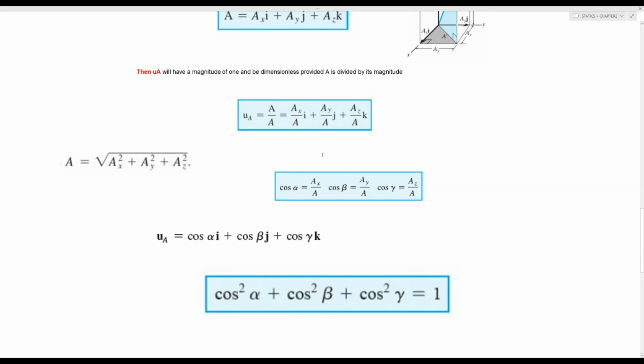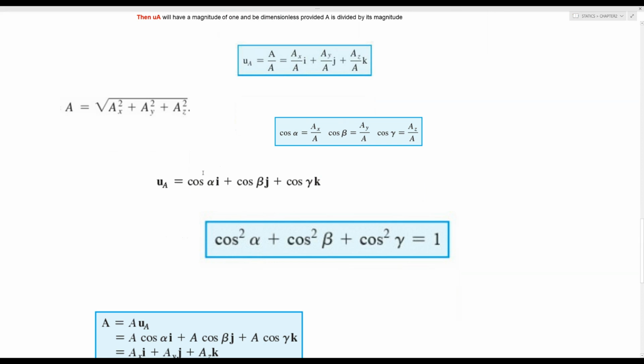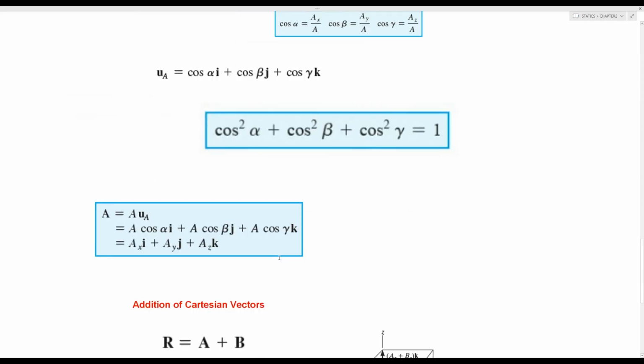Now we substitute these into the unit vector formula and we get cos alpha i plus cos beta j plus cos gamma k. This is the substitution of these angles into the unit vector formula, but the magnitude is the square root of the sum of all of them. Therefore we can say cos squared alpha plus cos squared beta plus cos squared gamma is equal to 1, which is the magnitude of the unit vector.